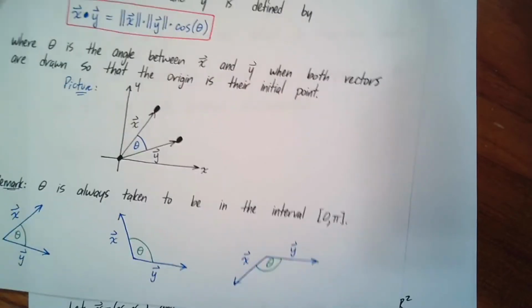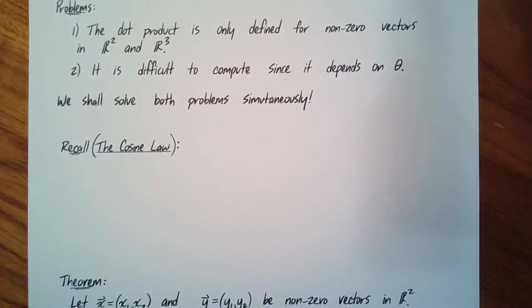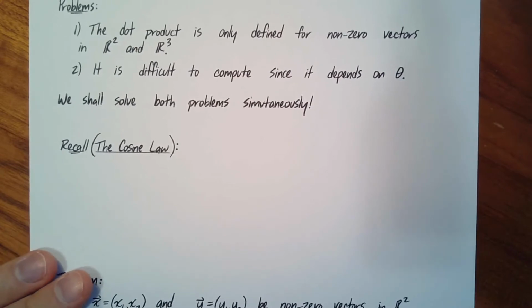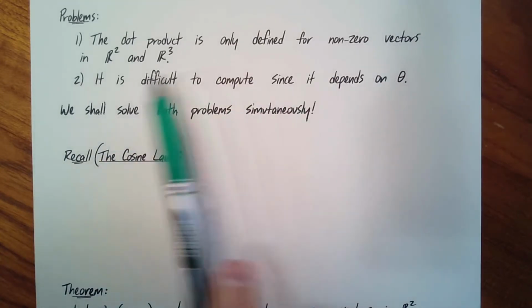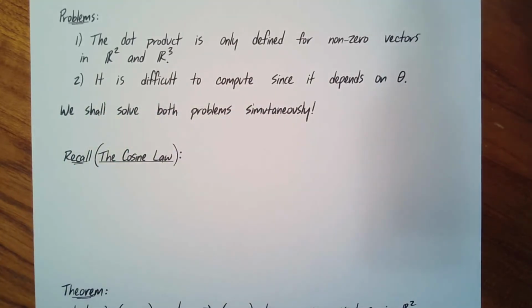But there are a couple of problems, which fortunately we're going to have solutions for. Let's outline what they are first. The first problem is that this definition is a bit limiting. It's only defined for non-zero vectors in R2 and R3. So currently there's no way to discuss the dot product of vectors that are, say, in R4 or R5, or anything higher than 3, really.